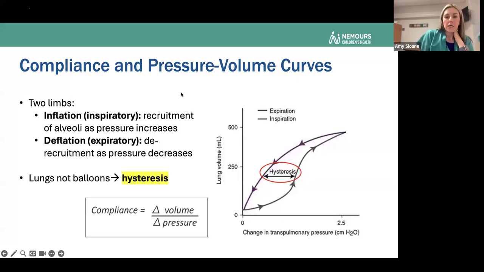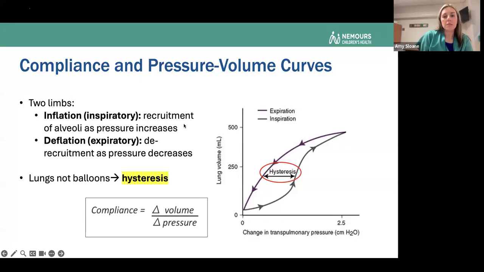So looking at these curves, this highlights again how compliance differs between a normal lung and one with RDS. So in a normal term newborn lung, once your lung is recruited, a relatively large tidal volume can be achieved with just a small change in pressure. So that's what you see with the green loop. This reflects good compliance where the lungs expand easily.